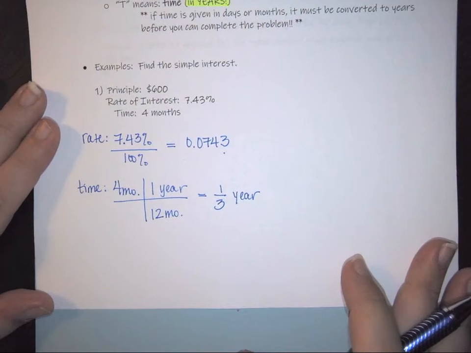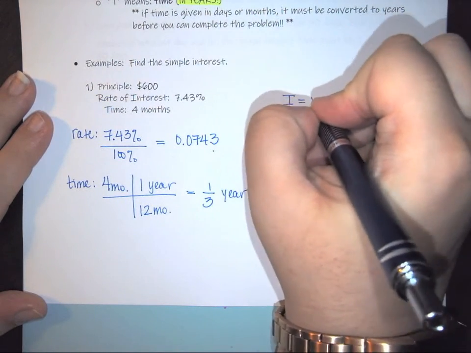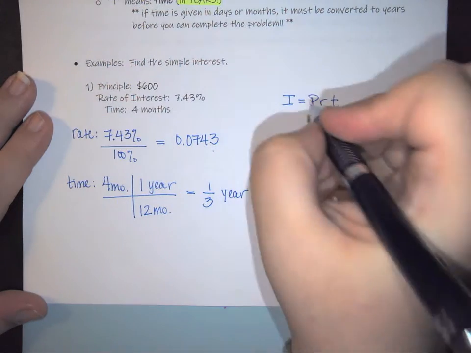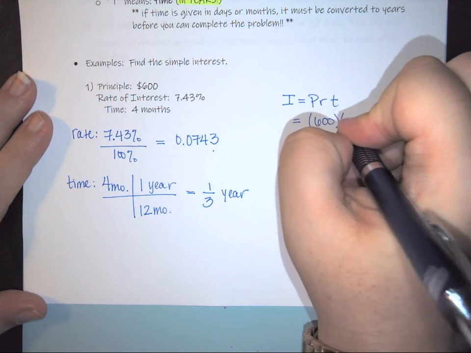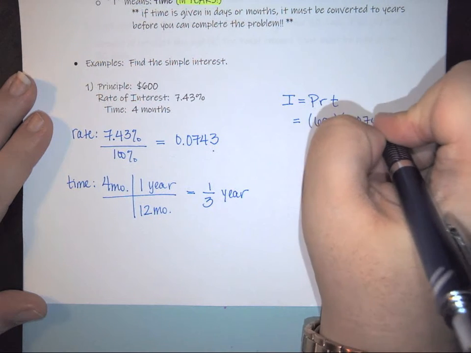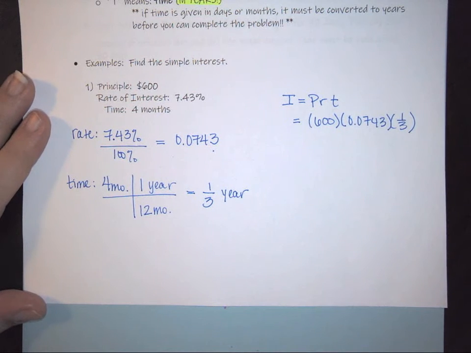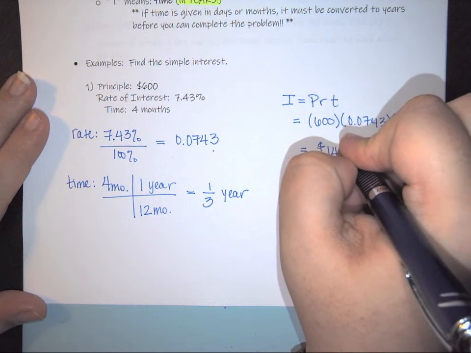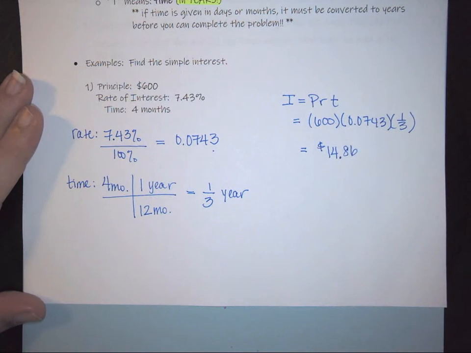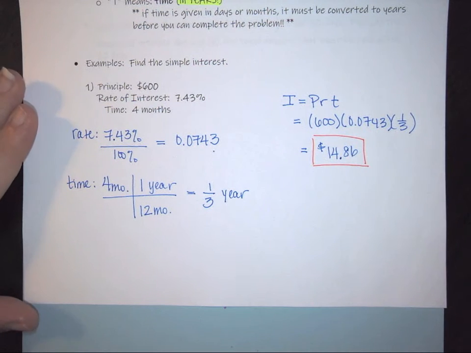Now that we have everything we need, we can simply plug it in. Our formula says I equals PRT. I is what we're trying to find. My principal was 600. My rate is 0.0743, and my time is 1/3. Multiply all those together, and we're going to come out with 14.86, or my interest is $14.86. And this is your result.